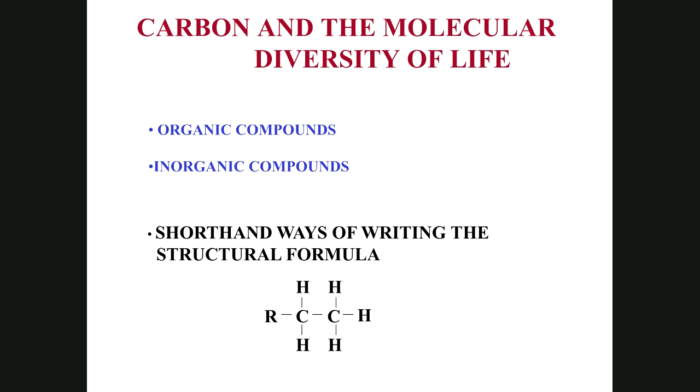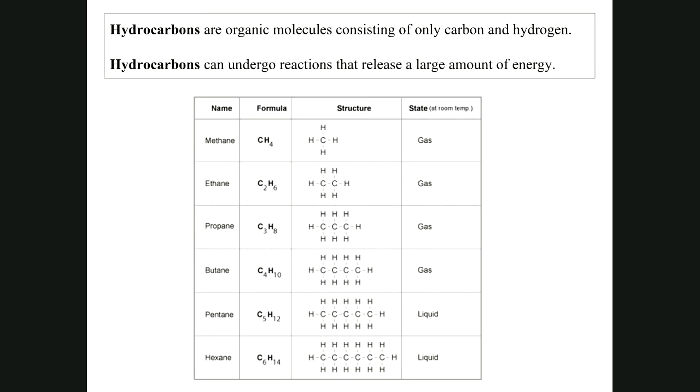On this type of drawing, when you have an R, the R stands for the rest of the molecule that you're not really concerned with. You're only concerned with the part that you're looking at, and the R represents the rest of the molecule. But on this one, you can see that carbon forms 4 bonds, and each hydrogen can form 1 bond. I put this on here.